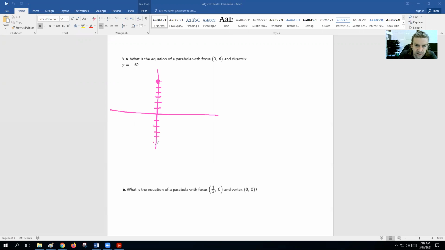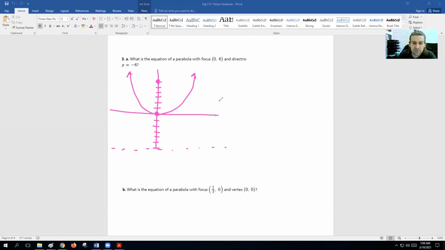-6, 1, 2, 3, 4, 5, 6. All right, so that means the vertex would be split right in the middle between those two. It's right at 0, 0, and it would curve around the focus. It would be like this. So this problem we can use the shortcut because the vertex is at 0, 0.